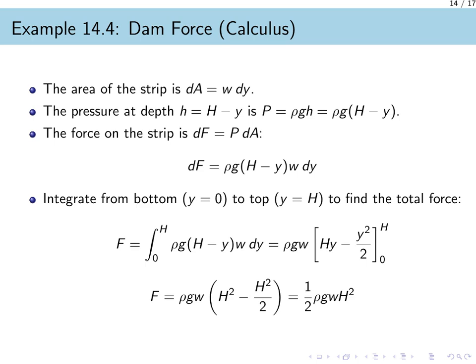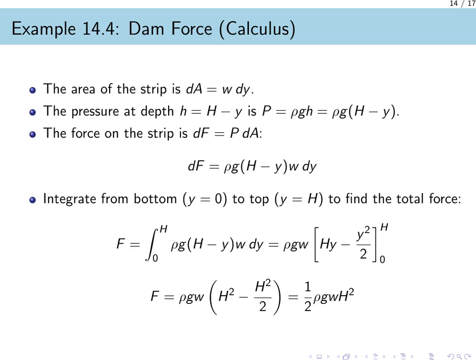We start with the expression for the differential force, dF, on one strip, which is rho times g times the quantity h minus y, all multiplied by w dy. To get the total force F, we integrate this expression from y equals 0 at the bottom of the dam to y equals h at the water's surface.